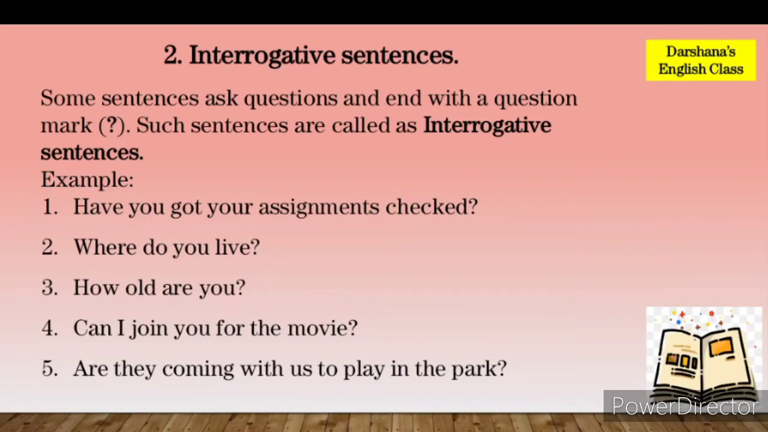The second, interrogative sentences. Some sentences ask questions and end with a question mark. Such sentences are called interrogative sentences. Yes, questioning, when it comes to interaction, it is not just about talking or sharing ideas, and when we share ideas we always need a way to ask, and these sentences which are a question are called interrogative sentences.